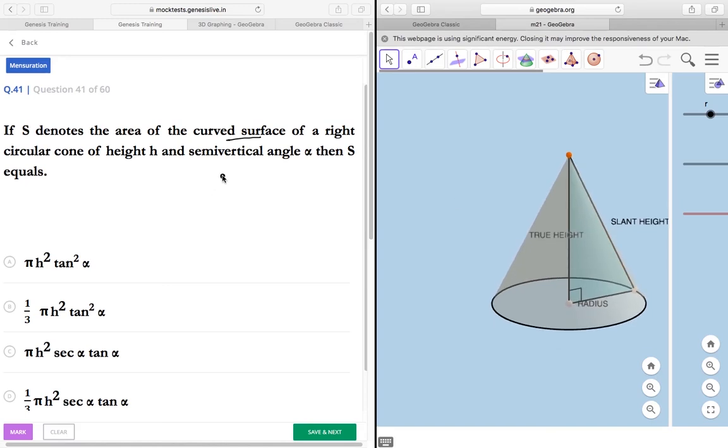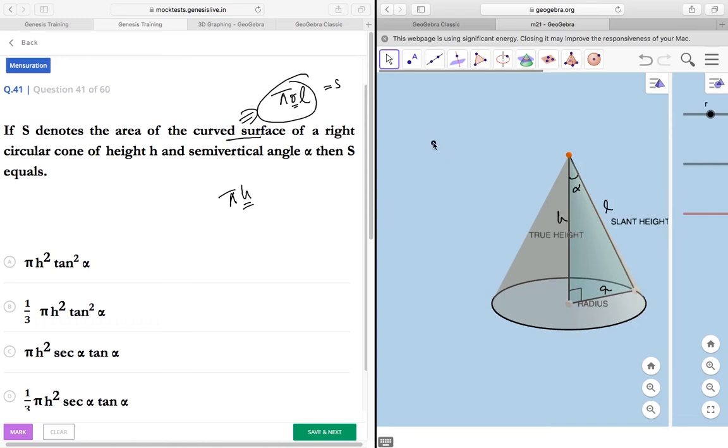Now this curved surface is given by pi rl, where r is the radius and l is the slant height. I will take the height of the cone as h, and the semi-vertical angle, they have given as alpha. Now we have to express this pi rl, which is equal to s, in terms of pi and h. That means I have to express r in terms of h, and l in terms of h. It is possible because we have alpha, and we can express r and l in terms of h and alpha, with the use of trigonometric ratios.